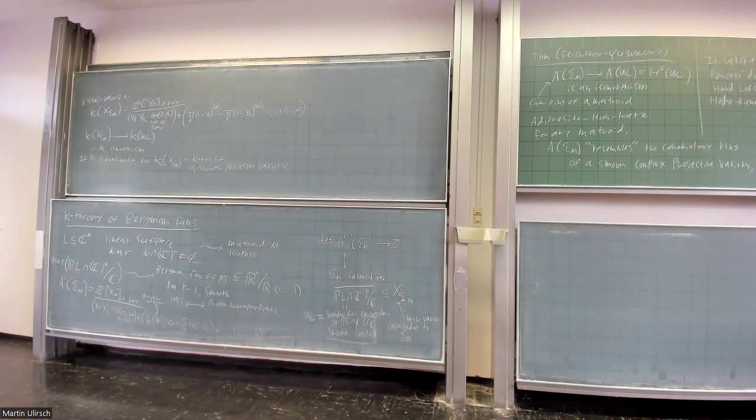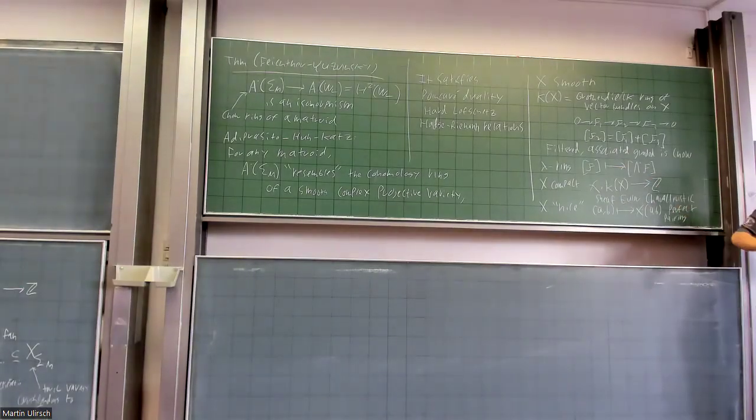Okay, are there any questions? Yes, it's an isomorphism of lambda rings. I mean, this is not really a rigorous proof, but this map is where the lambda ring structure comes from, and taking exterior powers of a vector bundle commutes with pullback.